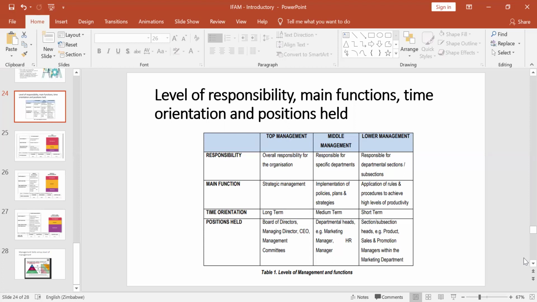All right. So the main function of top management is strategic thinking, strategic management, anything that has to do with strategic. Remember, strategic, we are talking about long term. We are talking about where will the company be in 20 years' time. The top manager, the CEO, is not worried that you came to work 5 minutes late. He is not worried that you broke something as you were working. He is worried about the long term of the organization. It is the supervisor who is worried about the day-to-day activities. And then the middle manager is worried about the medium term of the organization. Lower management is worried about the short term.